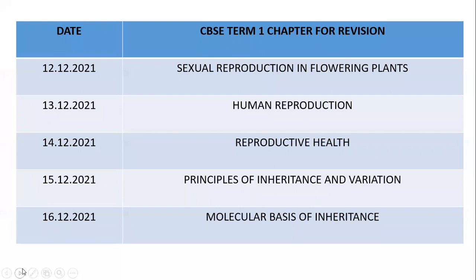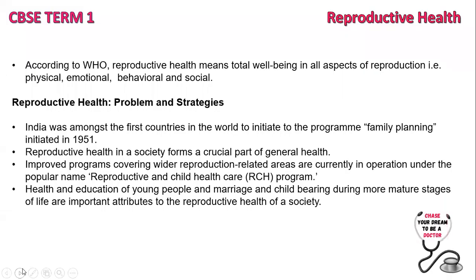On the 12th, we have already completed 2 chapters, yesterday and the day before yesterday, that is sexual reproduction in flowering plants and human reproduction. And on the 14th, that is today, we are completing reproductive health. Tomorrow, we'll have principles of inheritance and variation, and the day after tomorrow, we'll have the molecular basis of inheritance, and that leads to the revision of the one-shot series of all the 5 chapters for your term 1 syllabus. So let's get started with this particular chapter, reproductive health.